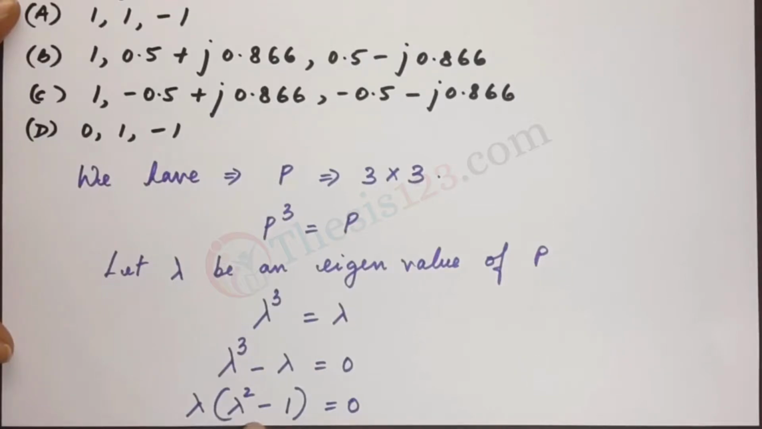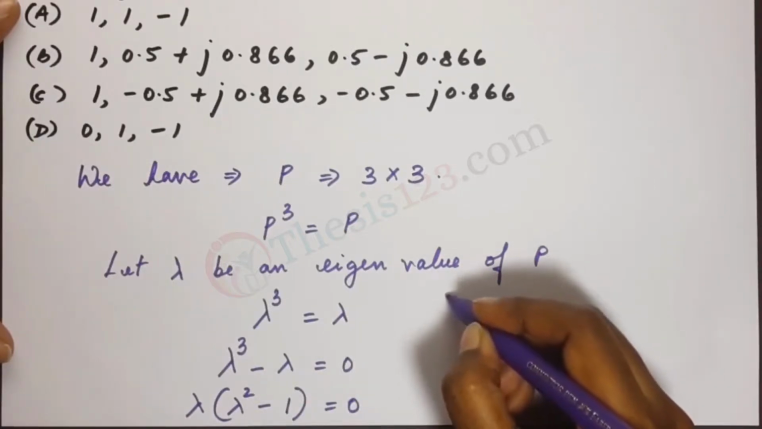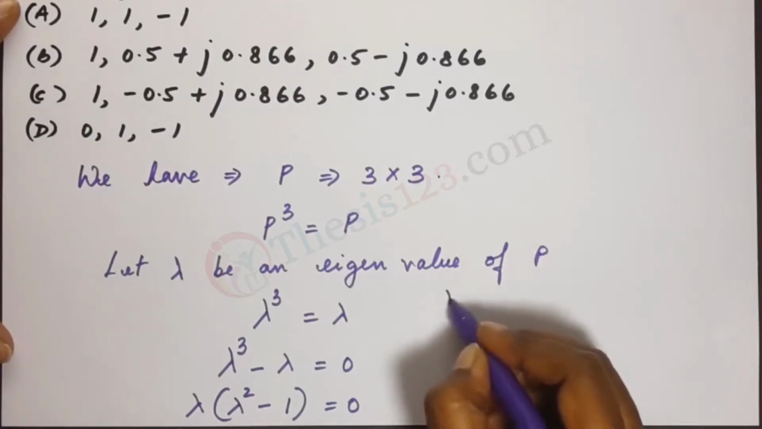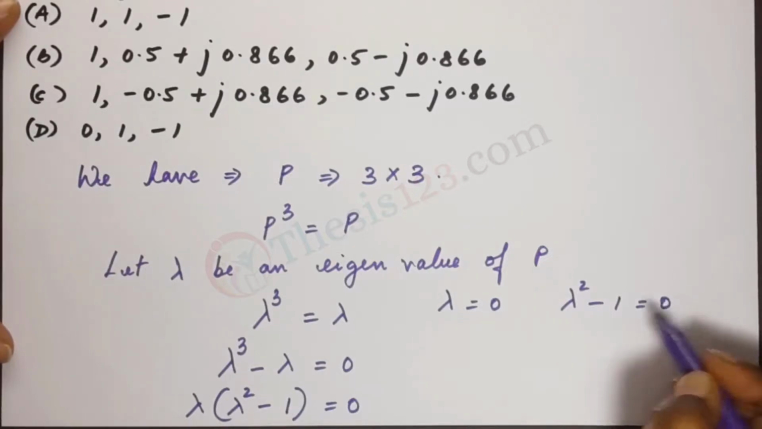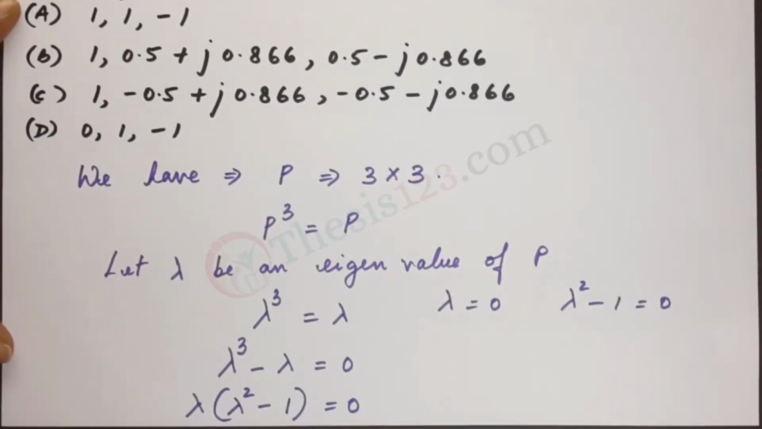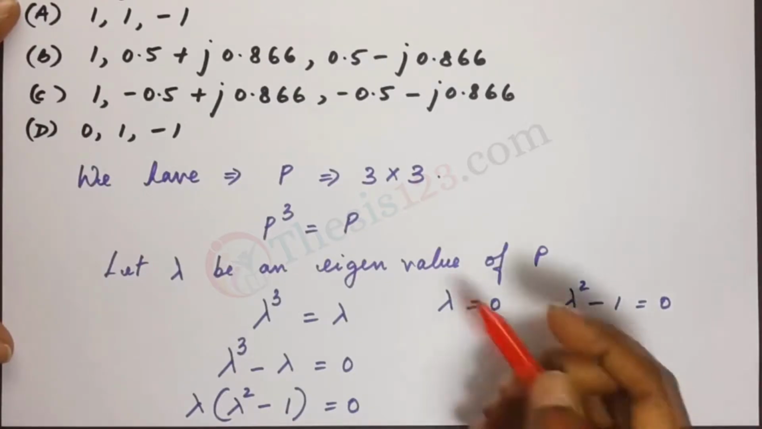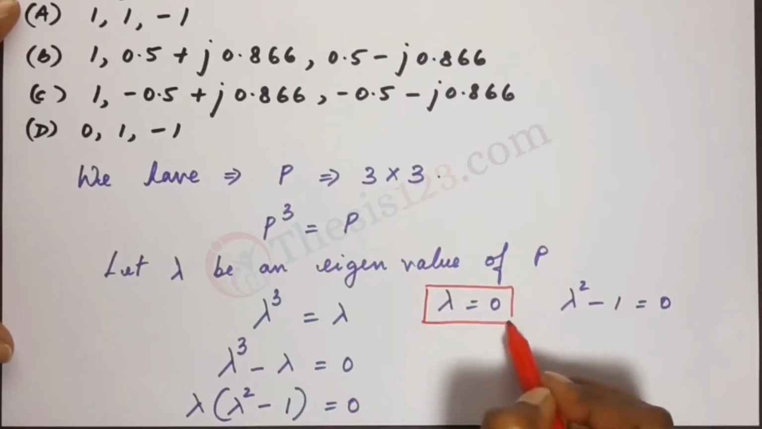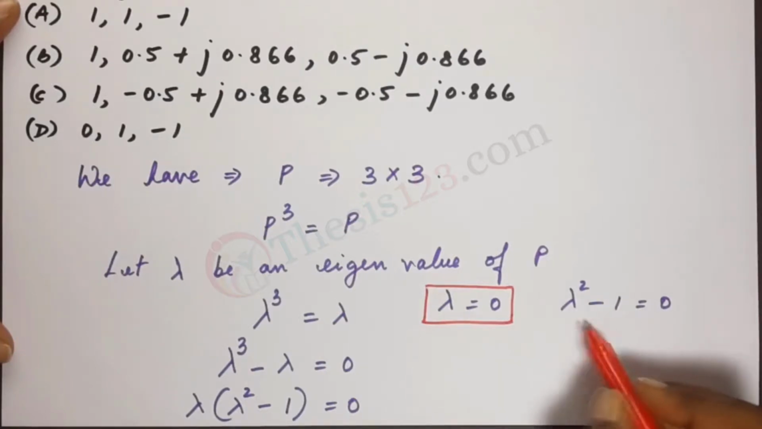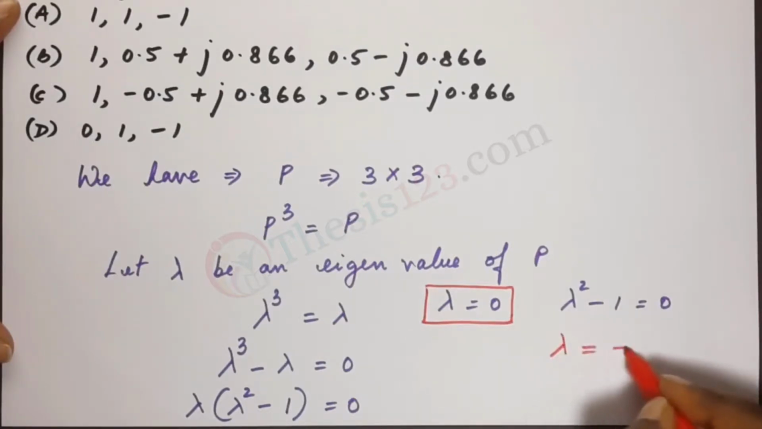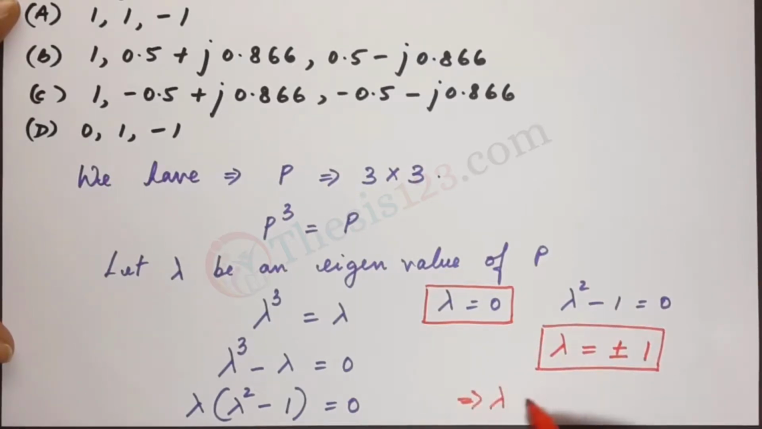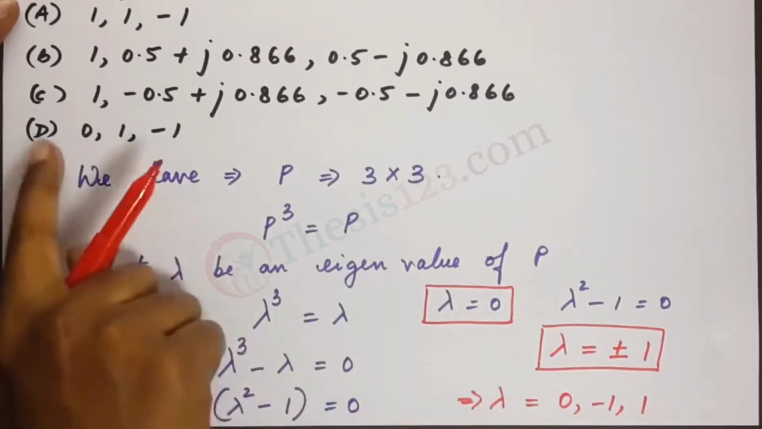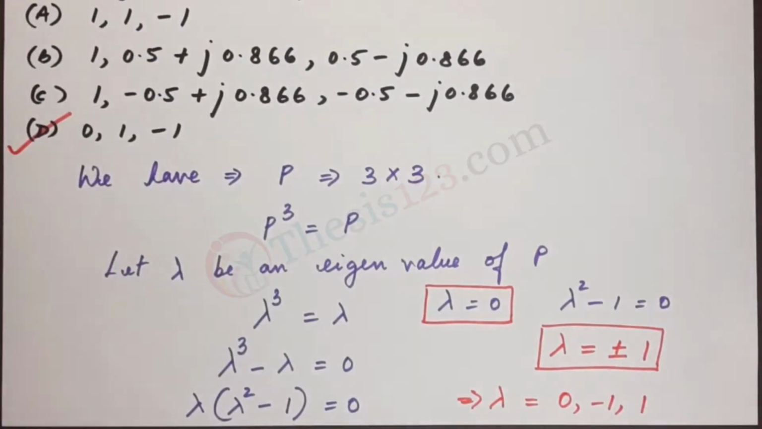If we solve this and find its roots, we get lambda is equal to 0 and lambda square minus 1 is equal to 0. So lambda is equal to 0 is already a root, our first value. The next one shows us that lambda is equal to plus or minus 1. So the eigenvalues are 0, minus 1 and 1. So this matches option D. I hope this has helped.